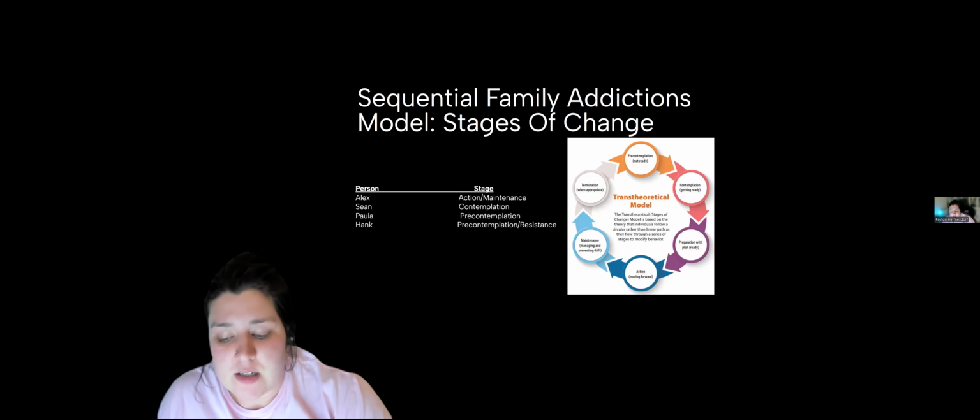Chapter 4 discusses the sequential family addictions model and the stages of change. Alex appears to be in the action and maintenance stages because she's actively working to create a healthier life for herself and Maddie. Sean appears to be in contemplation because he recognizes some consequences of his drinking but struggles to fully commit to change. Paula appears to be in pre-contemplation because she often does not acknowledge the severity of her alcohol use. And Hank also demonstrates that he's in pre-contemplation because of his resistance to change by minimizing family problems.